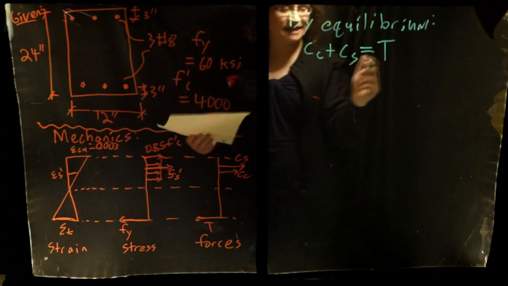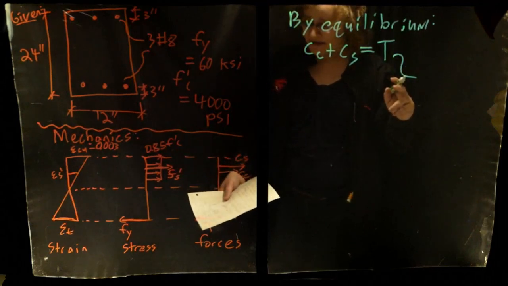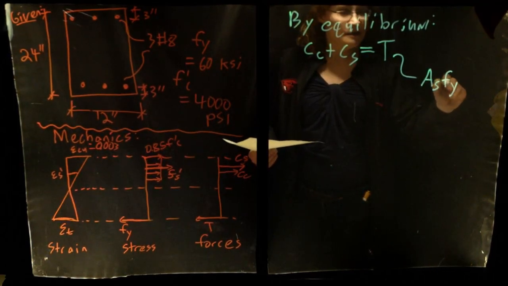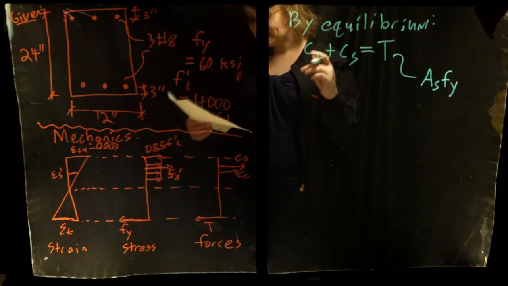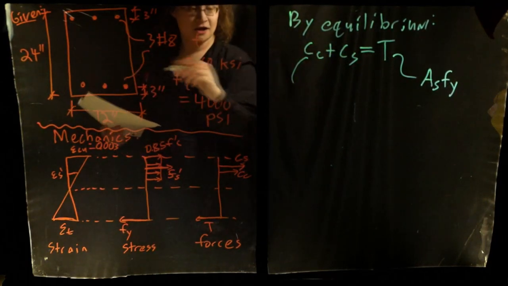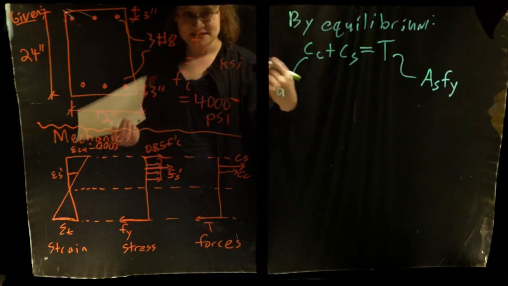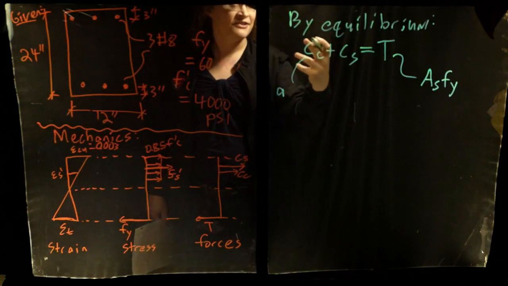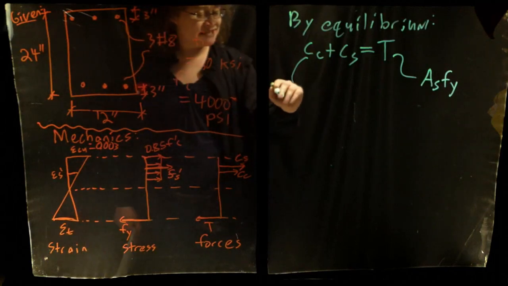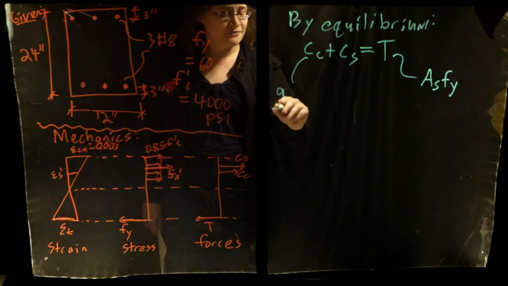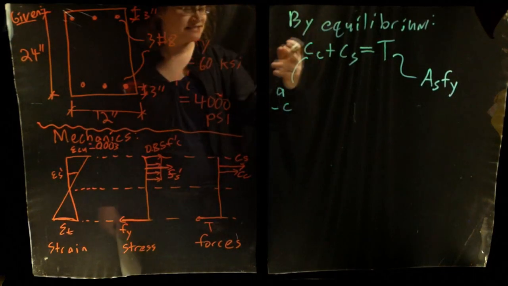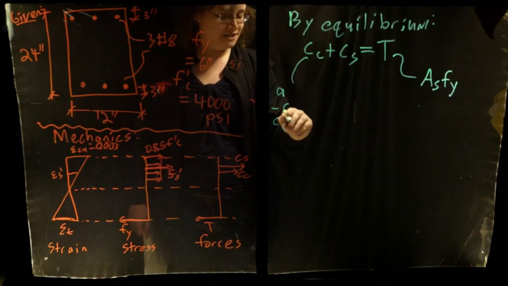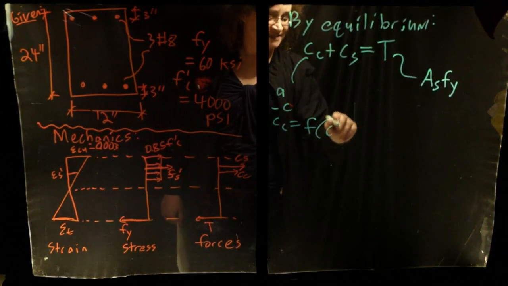However, let's take a look at what makes these up. Our tension force T is very easy to calculate as long as we assume the steel is yielding. That's just A s f y. But let's look at what goes into the others. C sub C, the compression force in the concrete, depends primarily on a, the Whitney stress block depth. For a rectangular beam like this, if we know the Whitney stress block depth, we can exactly calculate C sub C, no problem. However, a is going to be some function of the neutral axis depth c. So ultimately C sub C, the compression force, is a function of our neutral axis depth.